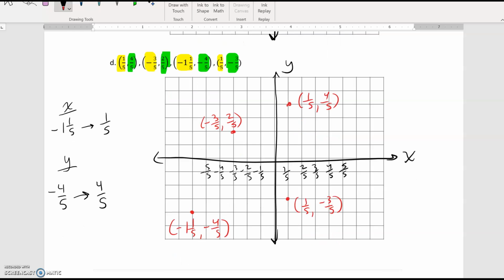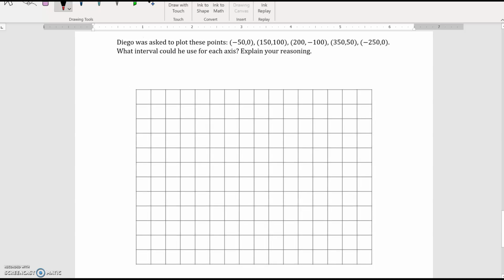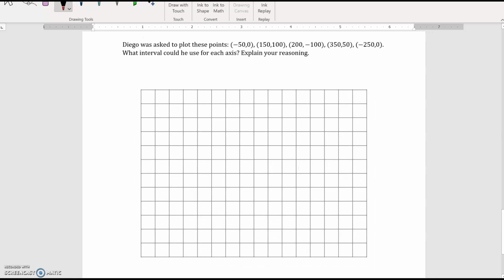All right, we have one more to go, and it's independent practice. Here's another example. We have different numbers, and I want you now to use this graph to make a reasonable scale again to show your answer. Pause here so you have some time to work.